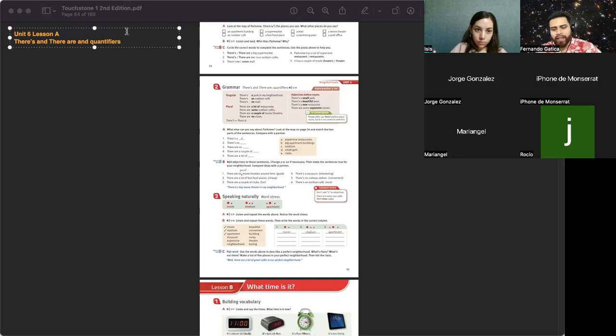So we know that there's goes with a singular noun, sustantivo singular, and there are goes with a plural noun, sustantivo plural. Oye, recuerden que a veces los sustantivos van acompañados con adjetivos, ¿no? El adjetivo normalmente va antes del sustantivo.